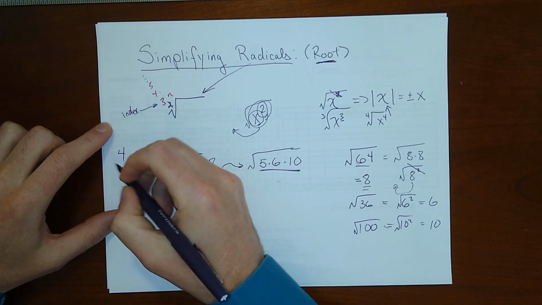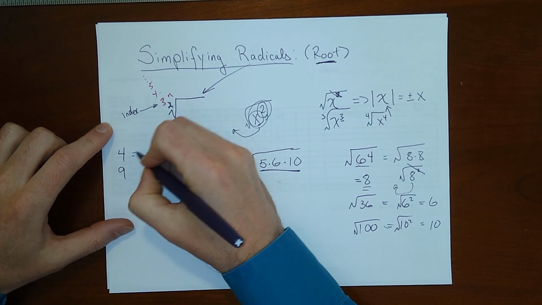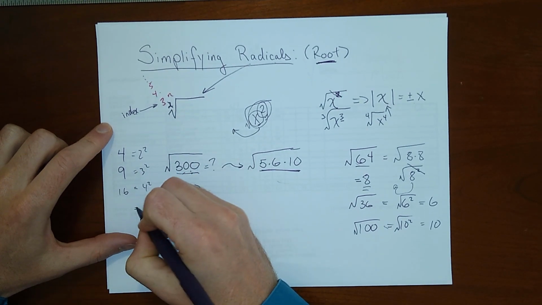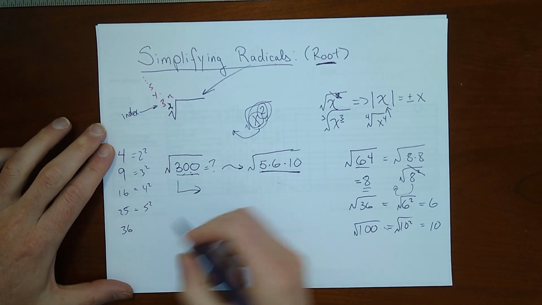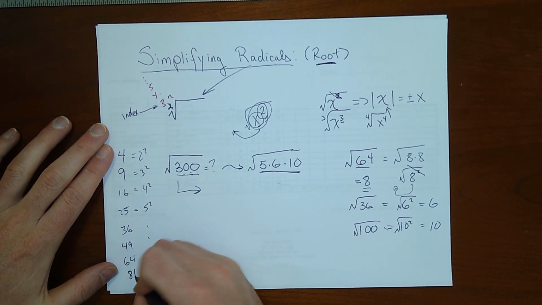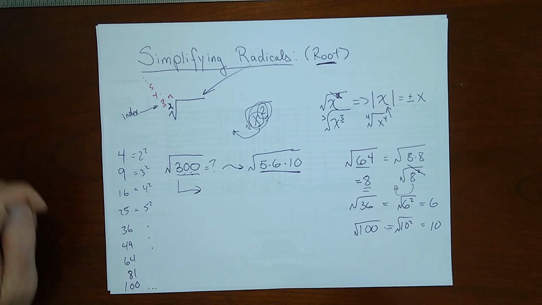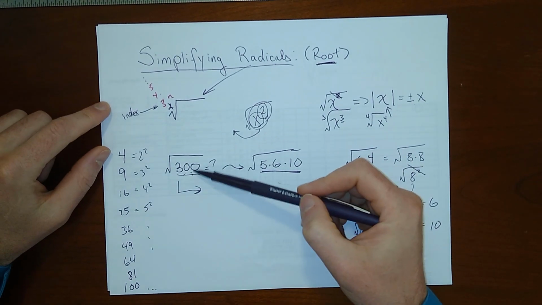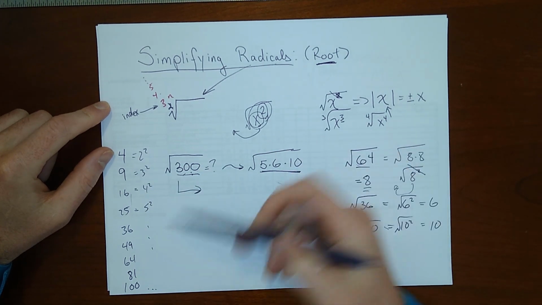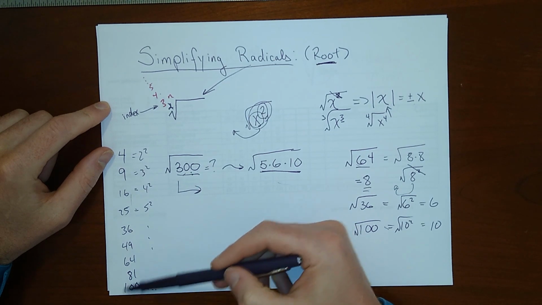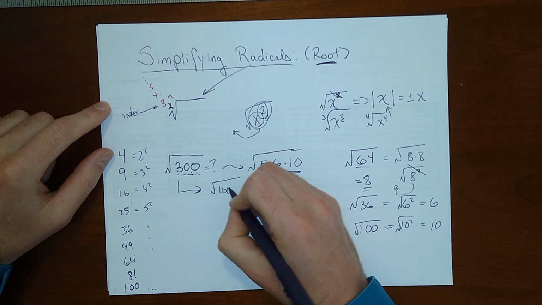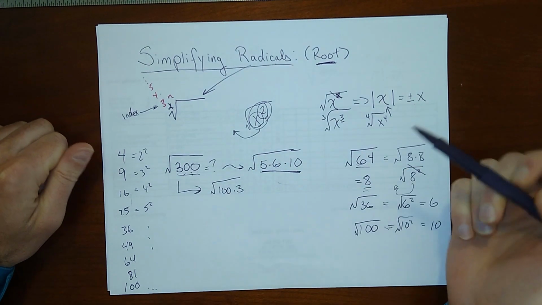So my perfect squares are 4, 9. 2 squared is 4, 3 squared is 9, 4 squared is 16, 5 squared is 25, 6 squared is 36, 7 squared is 49, 64, 81, 100, and so on. I want to know if there are any factors of this form, of these perfect squares, that will go into 300. The most obvious and largest one, and the one that will help us most quickly here, is 100. So I can write this as 100 times 3 to give me 300.